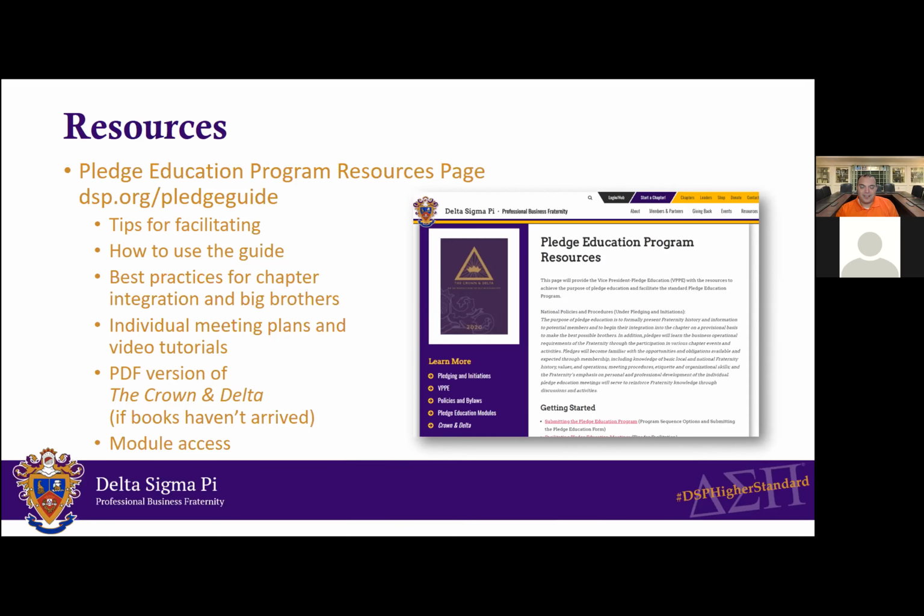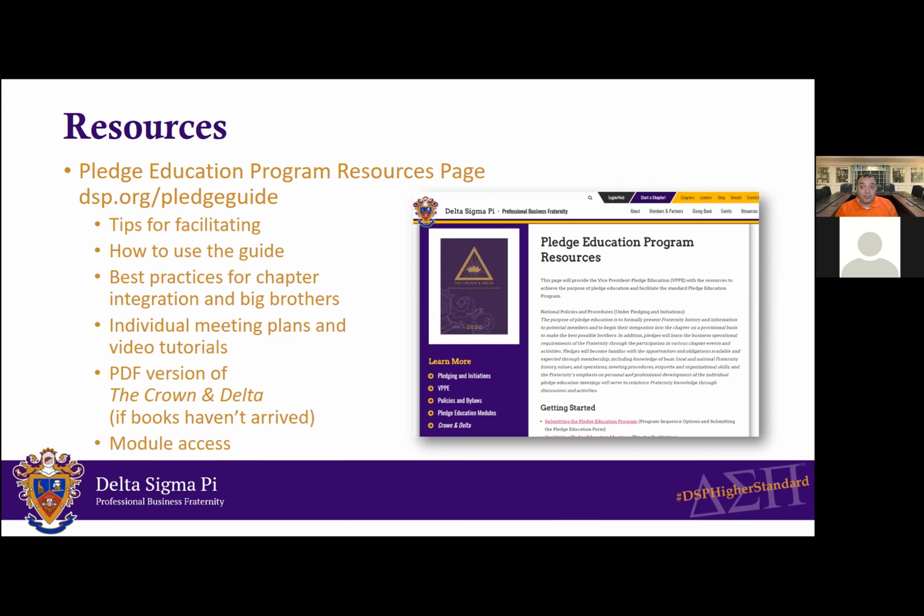On the left-hand side of the screen, when you are on this page, you can see the link to the PDF version of the Crown and Delta. As I mentioned earlier, they still need to be ordered. They still need to have a hard copy in hand, but you can utilize this PDF to get started if your books have not yet arrived. Remember, it's an interactive piece of the curriculum. It is used in a number of different ways.